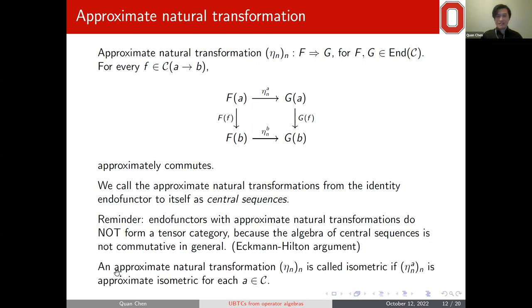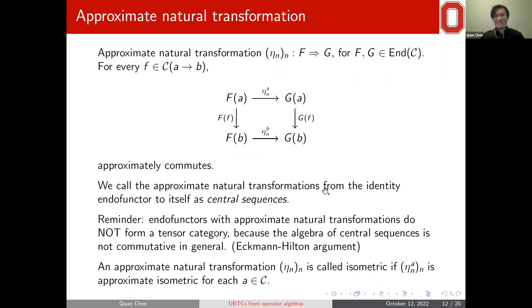In the end, we want to say an approximate natural transformation eta n is isometric if each eta n A is approximately isometric for each A. All right. So again, we want these things. So eta n A dagger eta n A converges to identity, right? But we want this convergence not uniformly, just pointwise for each A. All right. So that's good.